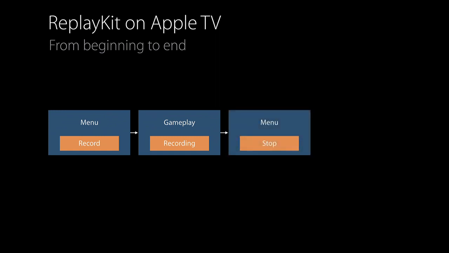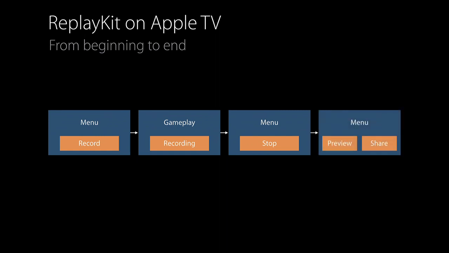I now want to take a few moments and call out 4 main points from the demo. And then I'm going to show you the code that corresponds with each of those points in a minute. So first I'm going to begin. I have the in-game menu where I started my recording. Then we have the gameplay where we have the recording indicator on screen. Back to the game menu to stop the recording. And finally, when I stop the recording, I have the options to preview or share the recorded video.